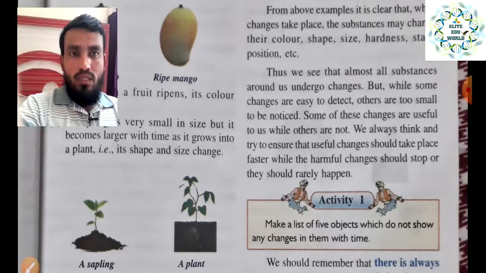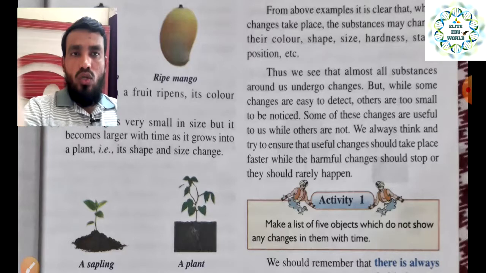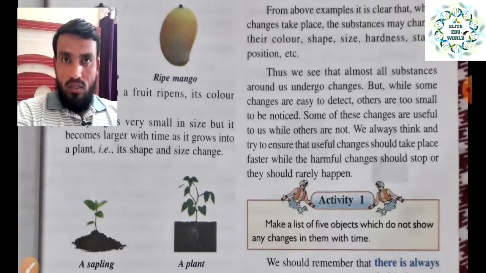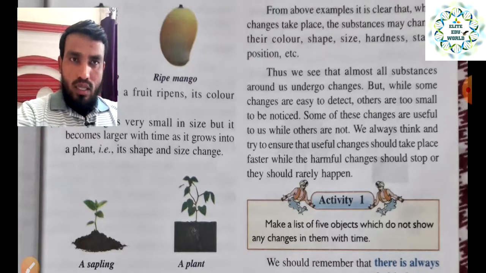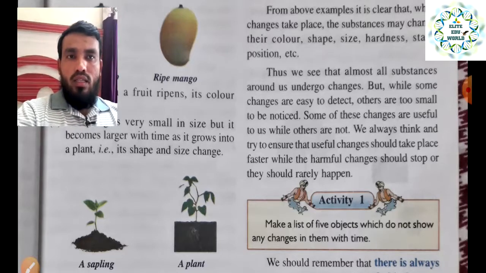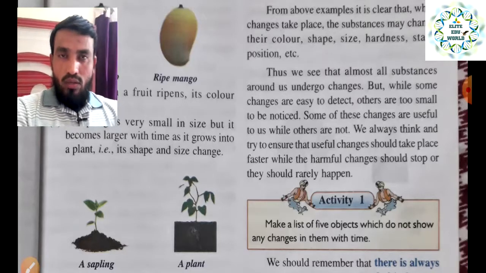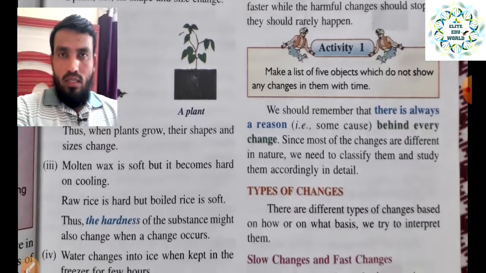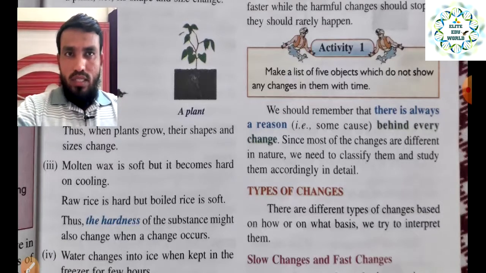So some changes are desirable and some are non-desirable, and we always try to ensure that the useful changes take place faster. Whatever we need to change, we apply several things to make that process faster, because it is a desirable change for us. For non-desirable changes, we want to stop them, or at least slow down their rate of change. So on the basis of our need, we can divide changes into desirable and non-desirable changes, right?